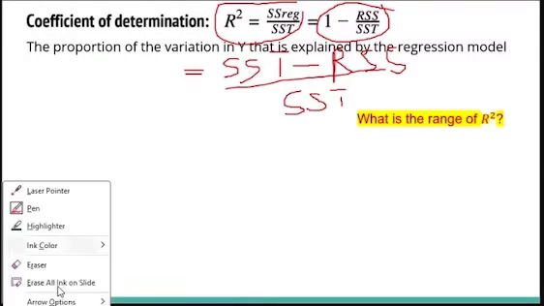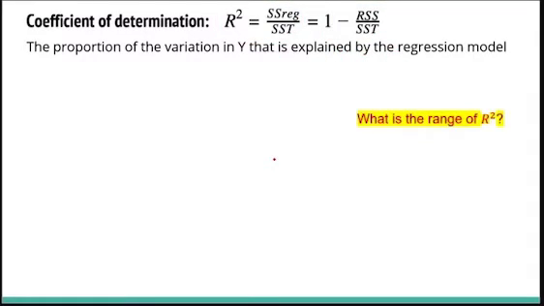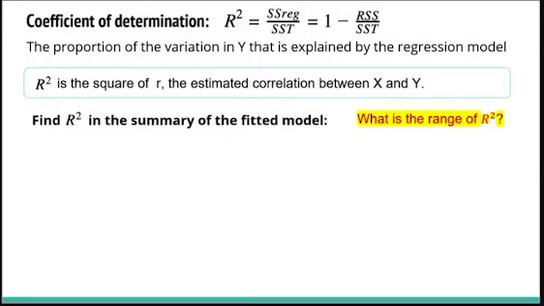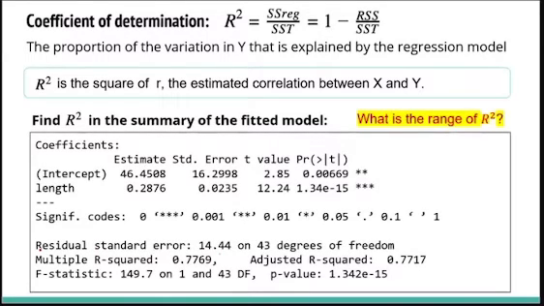Now, this is the definition: the proportion of the variation in y that is explained by the regression model. That will tell us the goodness of fit of your model. R squared measures the goodness of fit. How good is your model? Now, how can we find R squared in the summary of a fitted model? If you run the code in R, part of the output that's going to be generated is R squared. I'm going to show you right now. It's actually this guy. Do you see that guy?